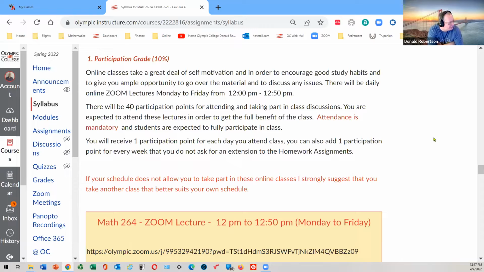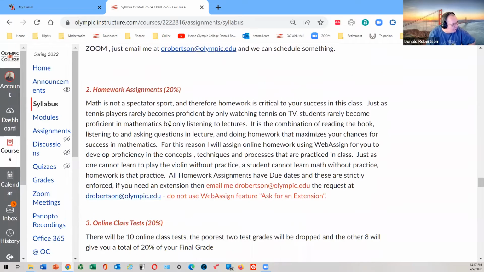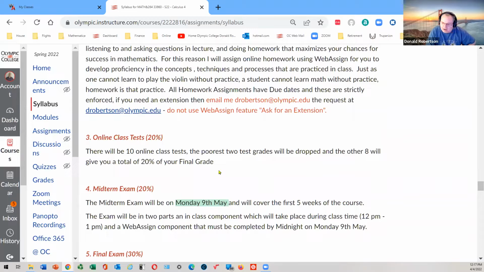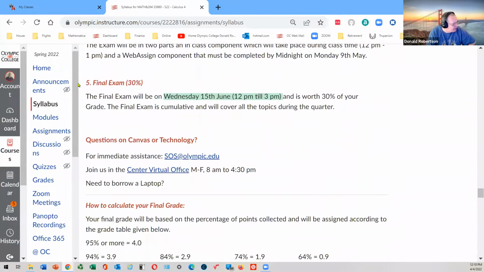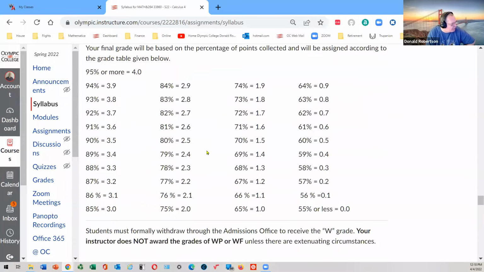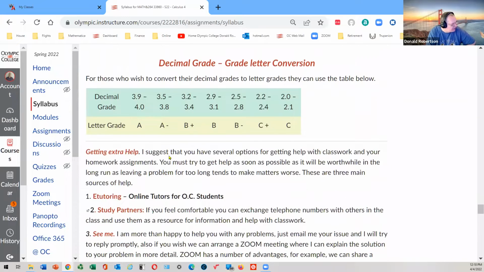So I think that's going to be a better way to do participation, right? You've come to class or you've done the homework, right? You've participated in the homework. And homework, 20% of your grade. Online tests, 20%. Your midterm, 20%. And your final exam, 30%. And add them all up and you get your grade, and the decimal version turns into a letter.